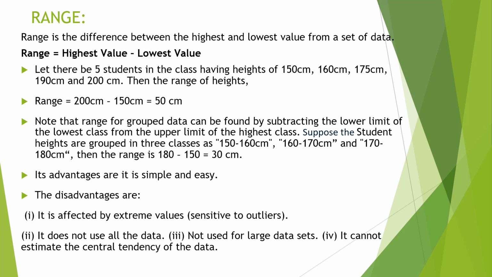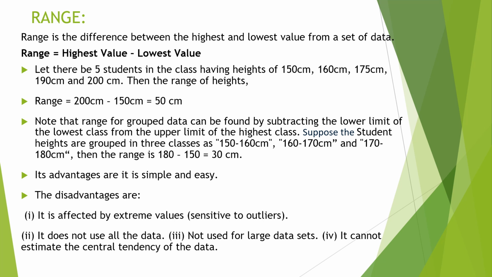Now the first measure of dispersion is the range. Range is the difference between the highest and lowest value from a data set. So this is a very raw measure. This will just tell you how much totally your data is scattered. Suppose there are 5 students in a class with the given heights, then the range of heights will be the highest height, which is 200, minus the lowest height, which is 150 centimeter. So the range of the data values which is given is 50 centimeter in this case.